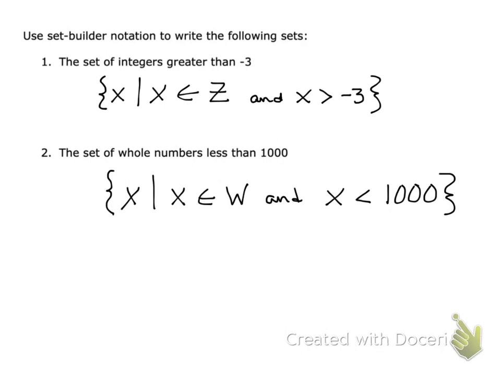The first one that we did would be an example of an infinite set, because it's going to continue all the way through the positives. The second one would be an example of a finite set, because it has to be less than 1,000 and it has to be in the whole numbers.